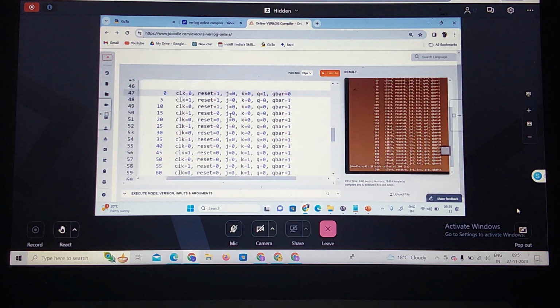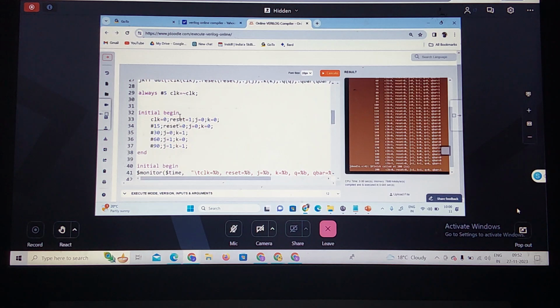At initial, T is equal to 0, reset is 1, J0, K0. What are we initializing to? Q is equal to 1 and Q bar is equal to 0. So when the rising edge comes and reset is equal to 1, what are we doing? Q is equal to 0, irrespective of J0, K0, according to our program. When J0, K0, reset is equal to 1, what are we doing?